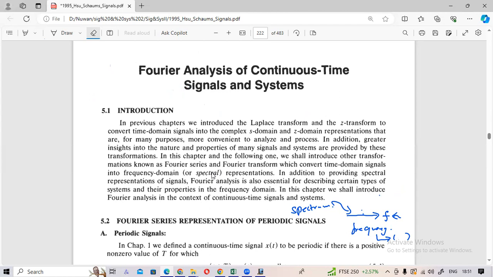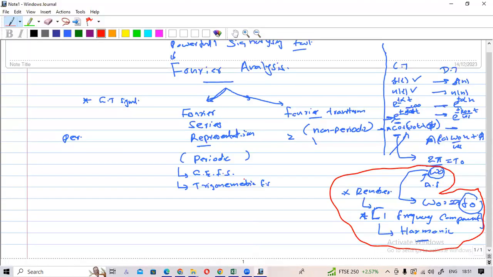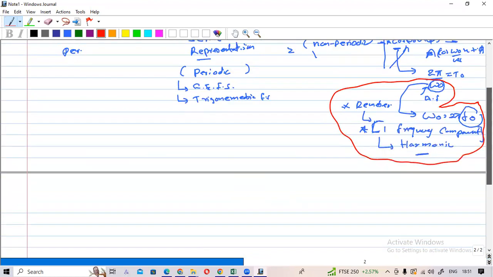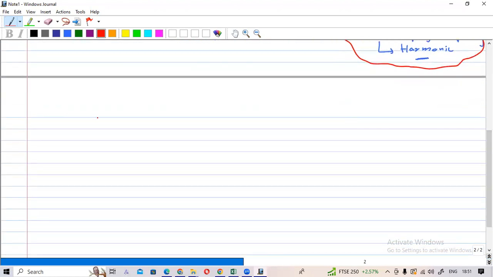Maybe you haven't used that term, but in our laboratory we have that instrument. What is that? That is the spectrum analyzer.